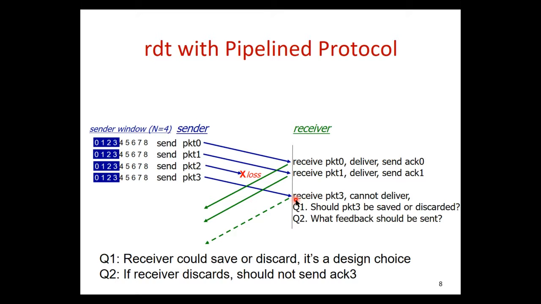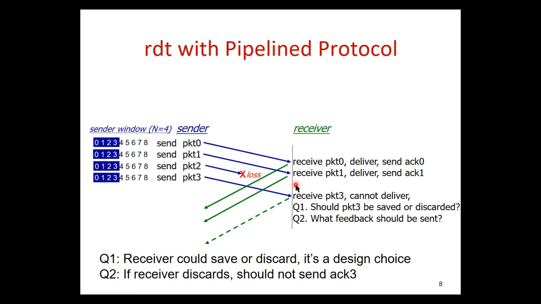Okay, now remember, reliable data transfer means that the data at the receiver should be delivered to the upper layer without loss, right? Without any loss. So in this case, we have a loss of packet 2. There's a gap here, so packet 3 cannot be delivered to the upper layer. 0 and 1 can be delivered. They are in sequence. There's no gap. But packet 3 cannot be delivered because packet 2 is missing.